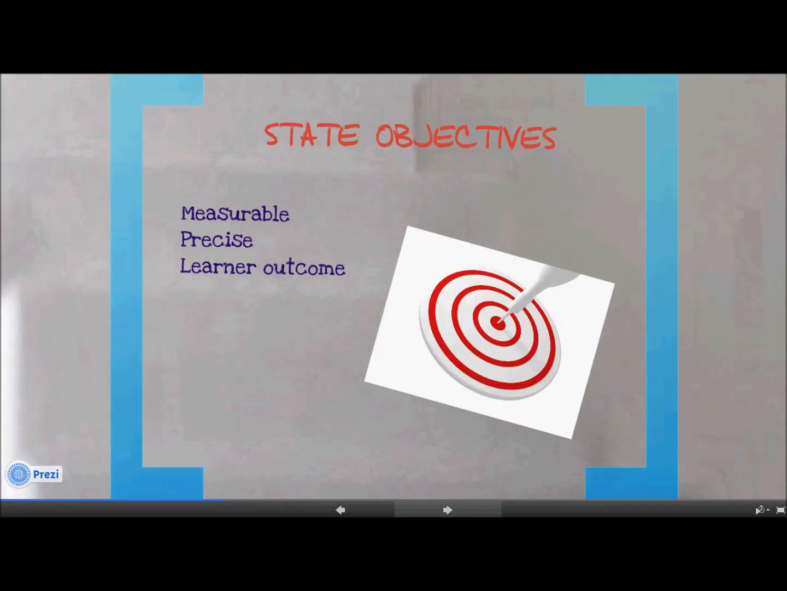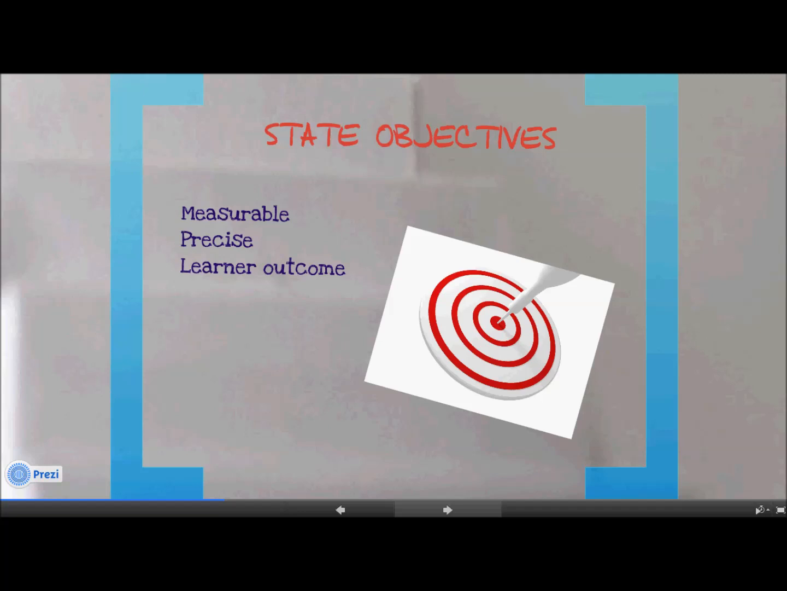The next part of the Assure model is to state your objectives, and this is true of any lesson plan. Make sure that your objectives are measurable, that they are precise, and that they show a learner outcome. So you can't just say students will understand that there was a war between the North and the South. That is not a measurable objective.